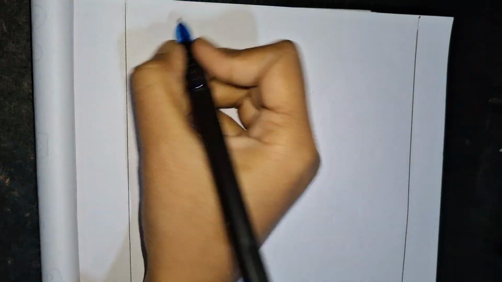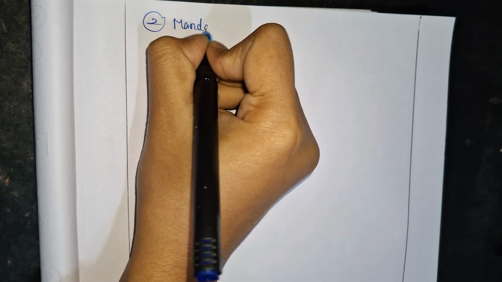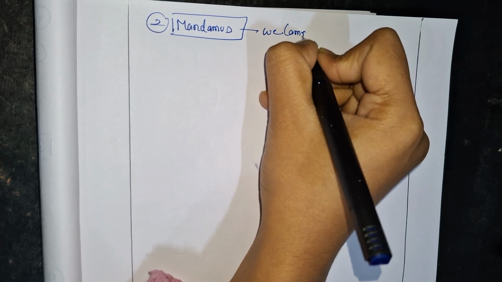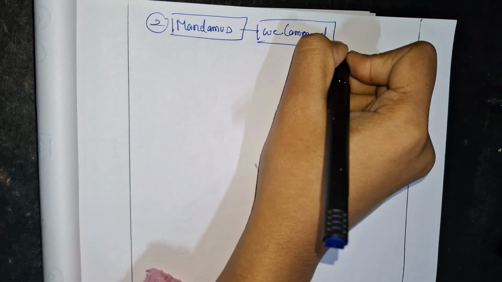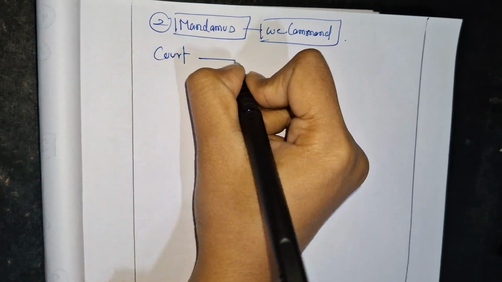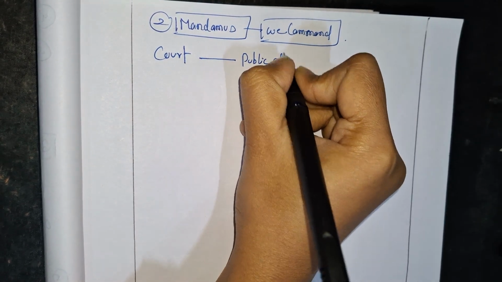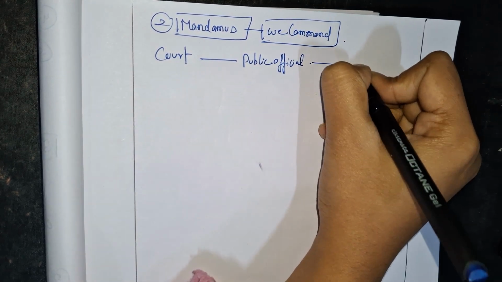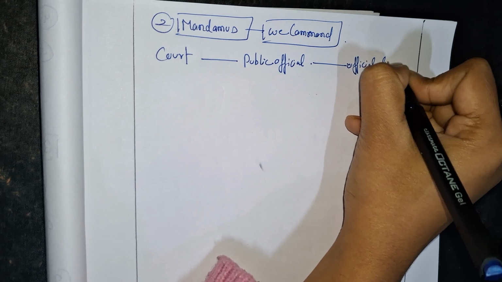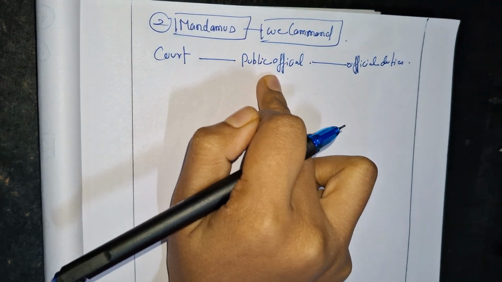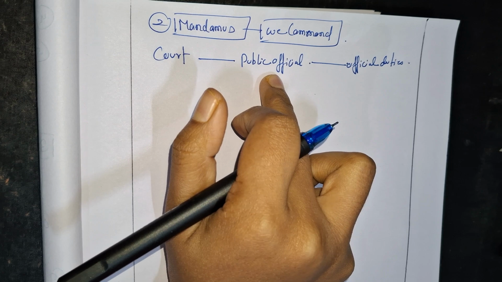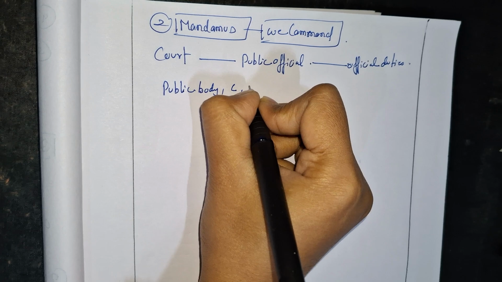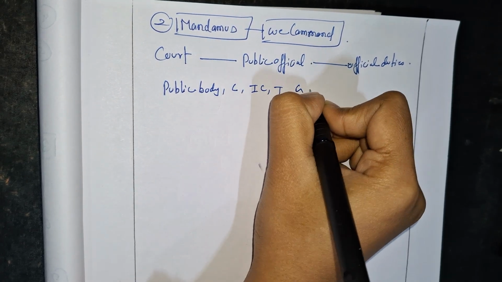Next writ is mandamus. Mandamus इसका मीनिंग हुआ we command. So it is issued by a court to a public official, asking him or her to perform his or her official duties, which he or she failed or refused to perform. It can be issued against any public body, corporation, or inferior court, or tribunal, or government for the same purpose.